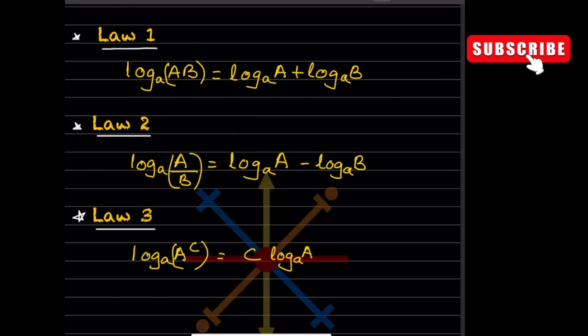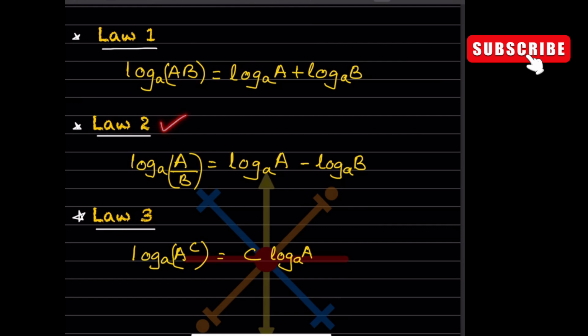So law one is log of AB to the base A. So this AB means this is multiplication over here. So that is going to be log of A to the base A plus log of B to the base A. This is the first law.